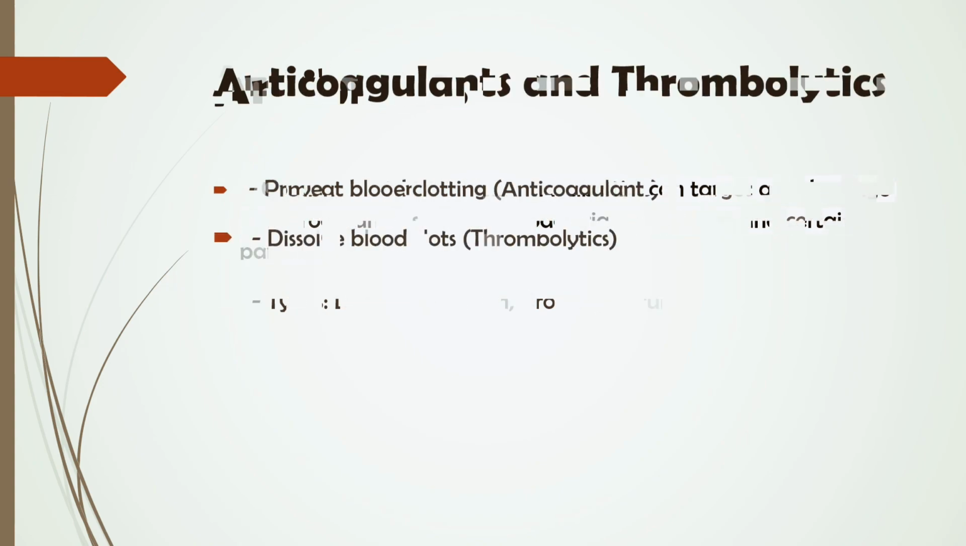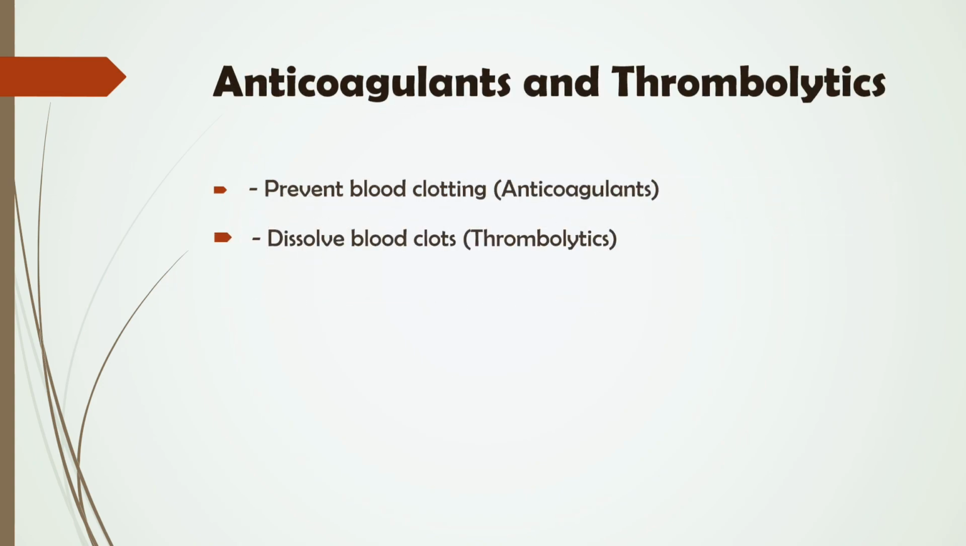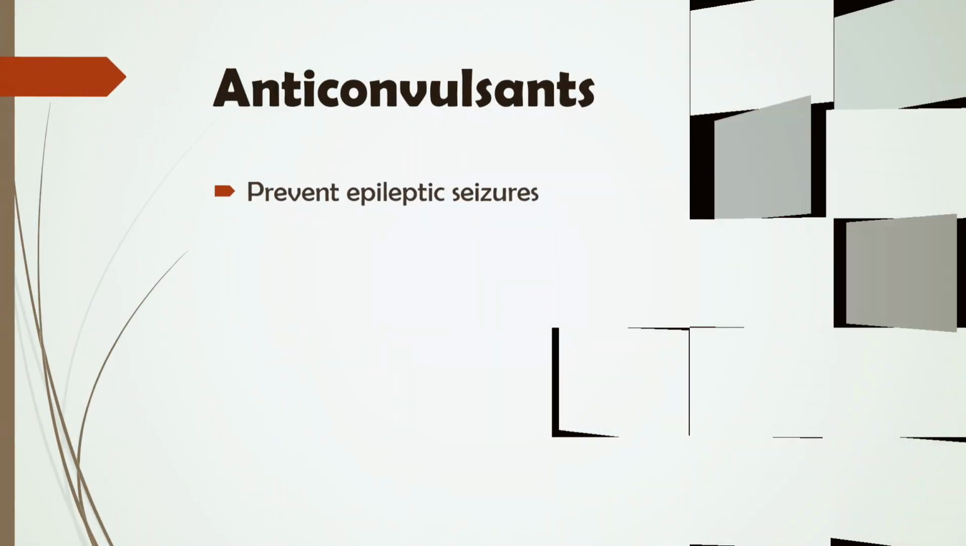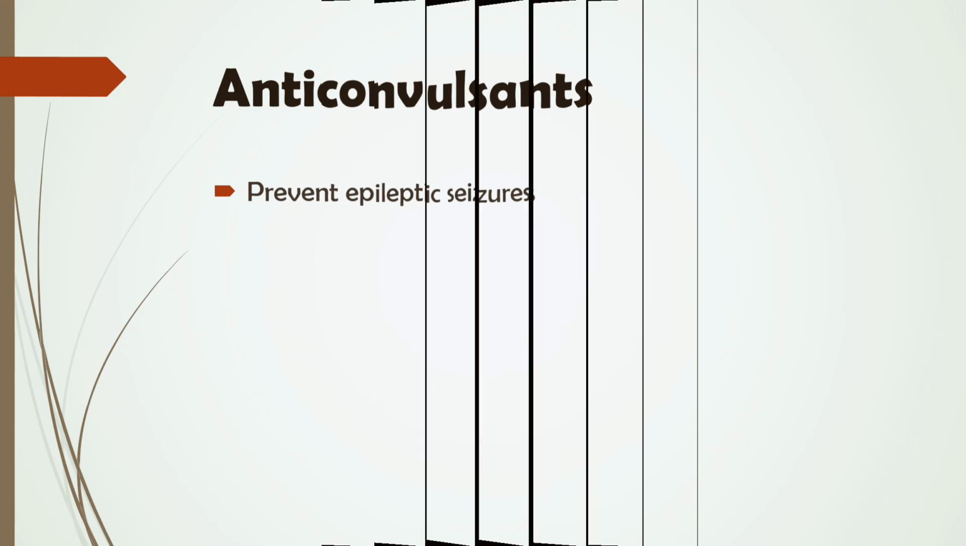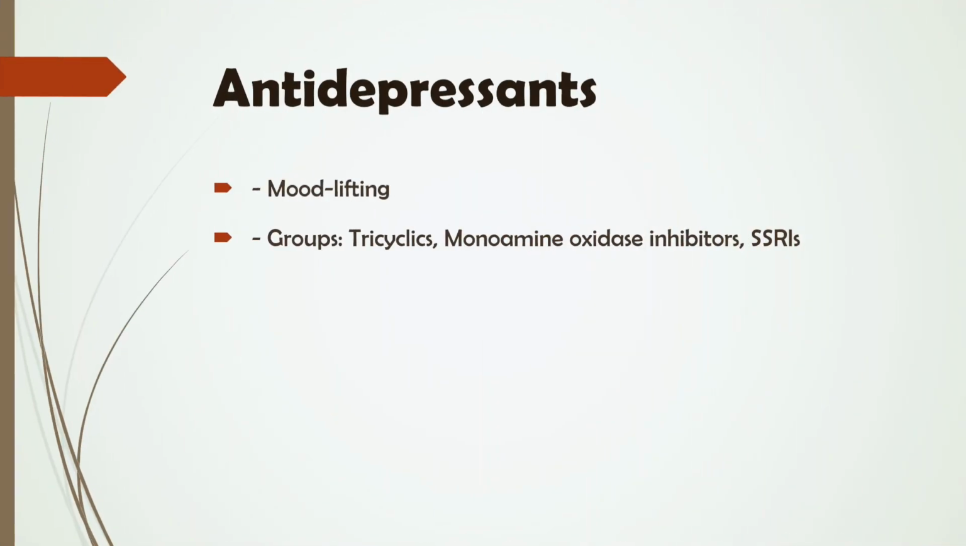Next drug categories we have anticoagulants and thrombolytics. These anticoagulants are used to prevent blood clotting and thrombolytics are used to dissolve blood clots. Anticonvulsants prevent epileptic seizures. Antidepressants. These are mood-lifting drugs. These have some groups, that is tricyclics, monoamine oxidase inhibitors, and SSRIs.